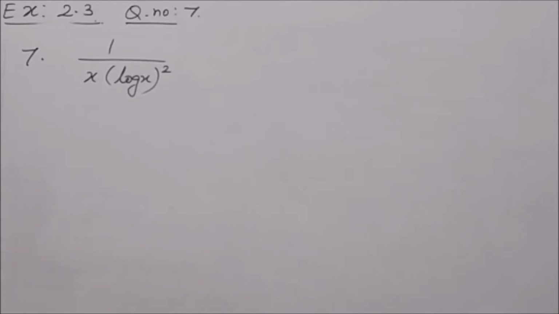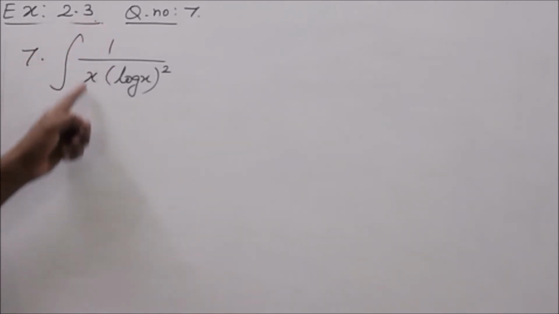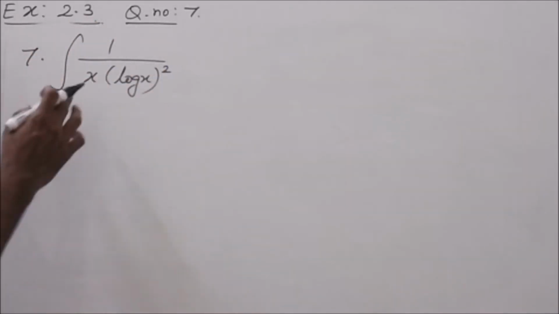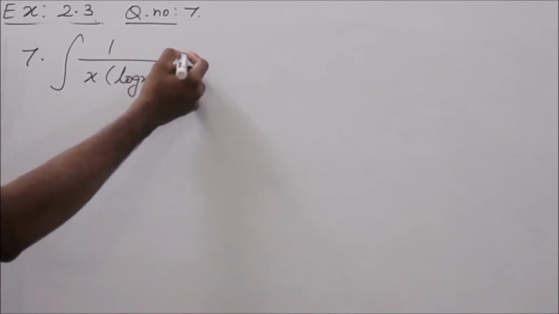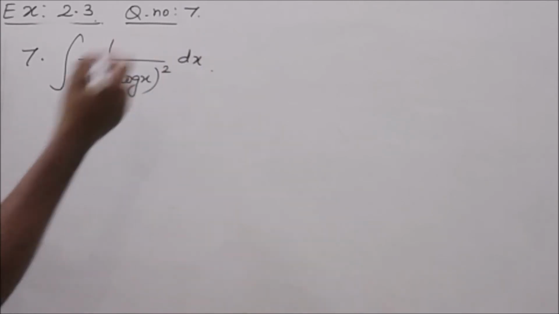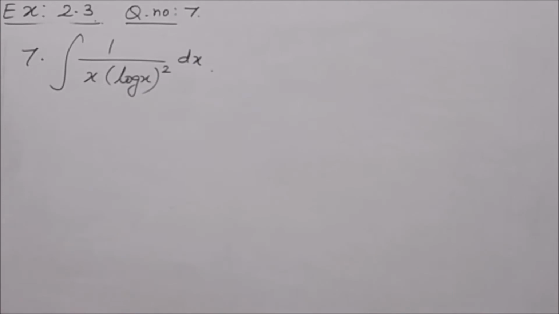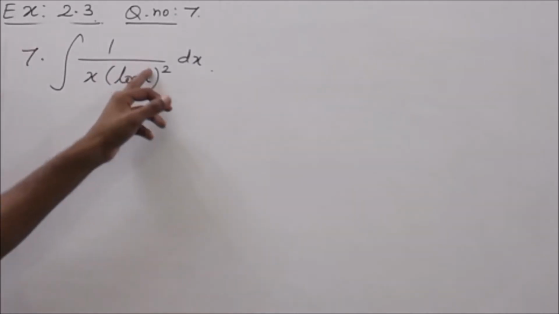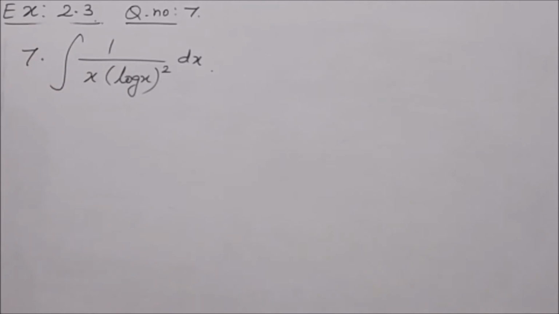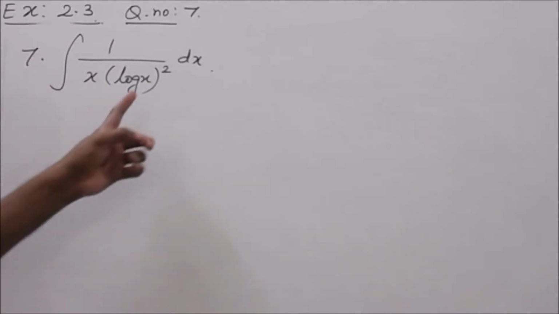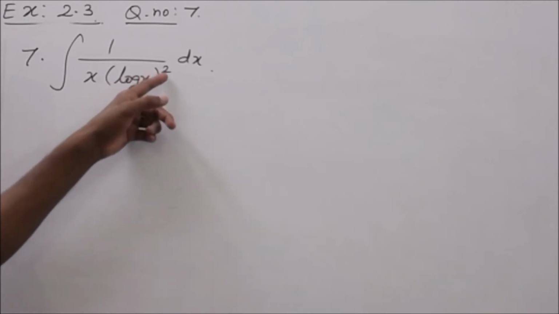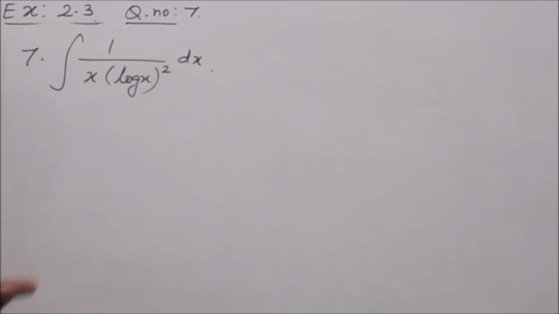Question 7. Integral of 1 by x into log x whole square, dx. Now this is not log x square, it is log x whole square. Log x square and log x whole square are not equal. So we cannot bring the power inside. So it is impossible to do that.